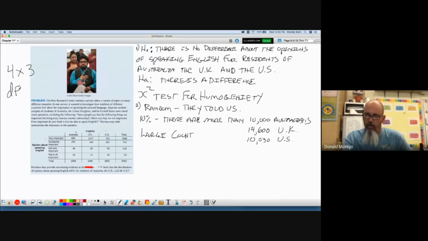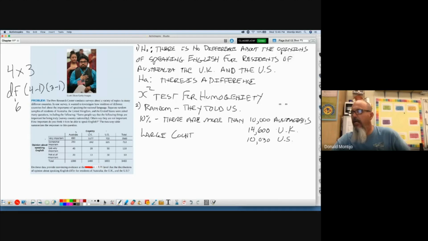Well, let's think about that and how that would relate to our degrees of freedom. So if it's a 4x3, then the degrees of freedom would be 4 minus 1 times 3 minus 1. So it'd be 3 times 2. This problem has 6 degrees of freedom. Now let's go see if our large count condition has been satisfied.